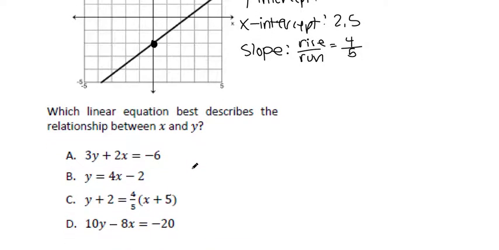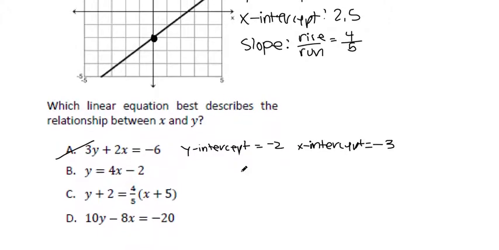So for the first one, if I've got 3x plus 2y equals -6, well, the y-intercept for this is when x is 0, and I end up with -2. Okay, that's okay so far. My x-intercept, if I set my y to 0, x ends up being -3. No good. A is out.